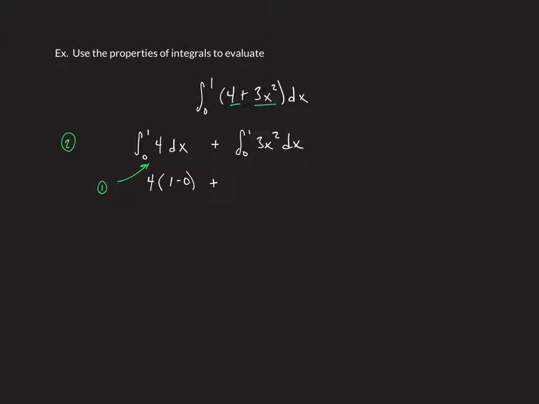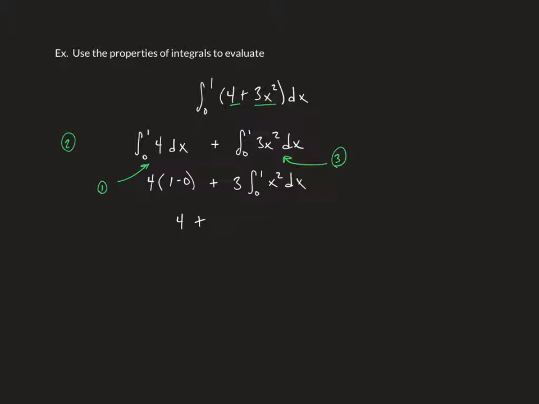The second component of this sum, though, I'm going to use property 3, which is going to allow me to remove that constant, which is also the number 3. So it's 3 times the integral from 0 to 1 of x squared. So far we've used 3 of the different properties from yesterday to rewrite this thing. So that first component, 4 times 1 minus 0 is 4. And then I have 3 times the integral from 0 to 1 of x squared.